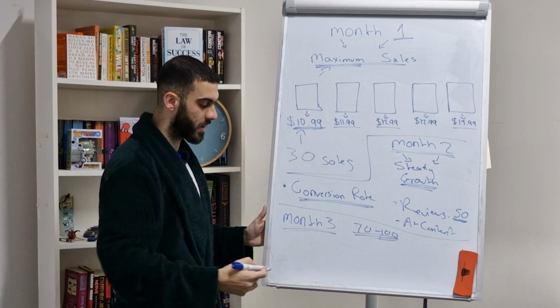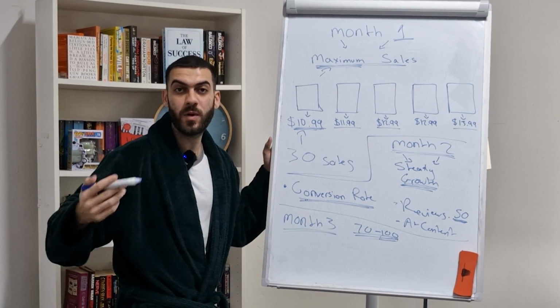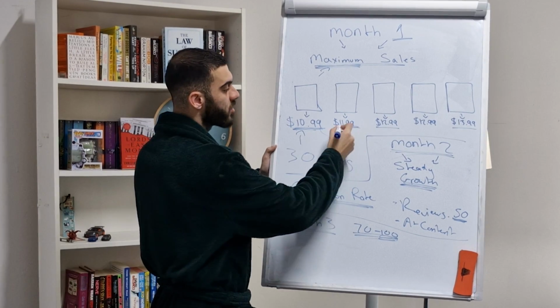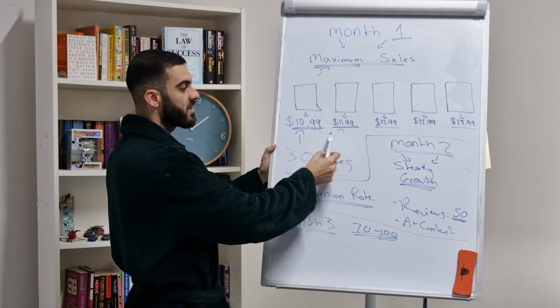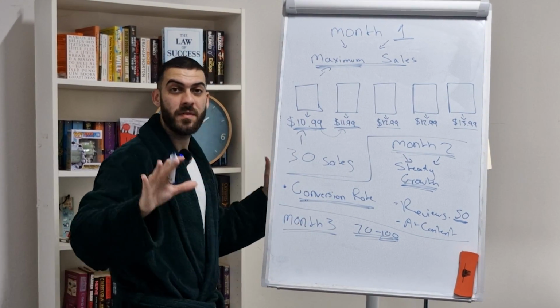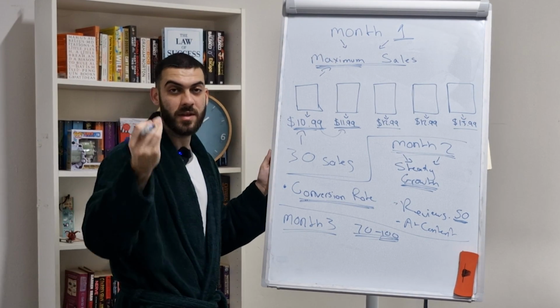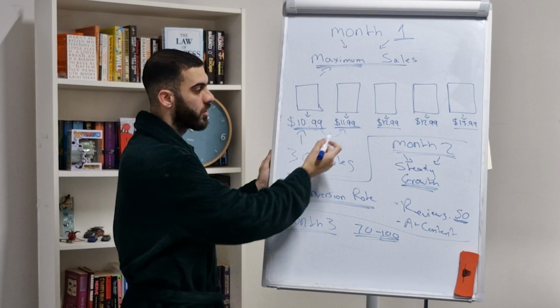This is when I can start testing higher prices. Now, how do I test it? I can just go one step higher. So I know that the second lowest one is $11.99. So I'm going to test out $11.99 and then leave it for 2 weeks, maybe 3 weeks, however long you need to gather the data that's going to tell you if that was a good decision or not.